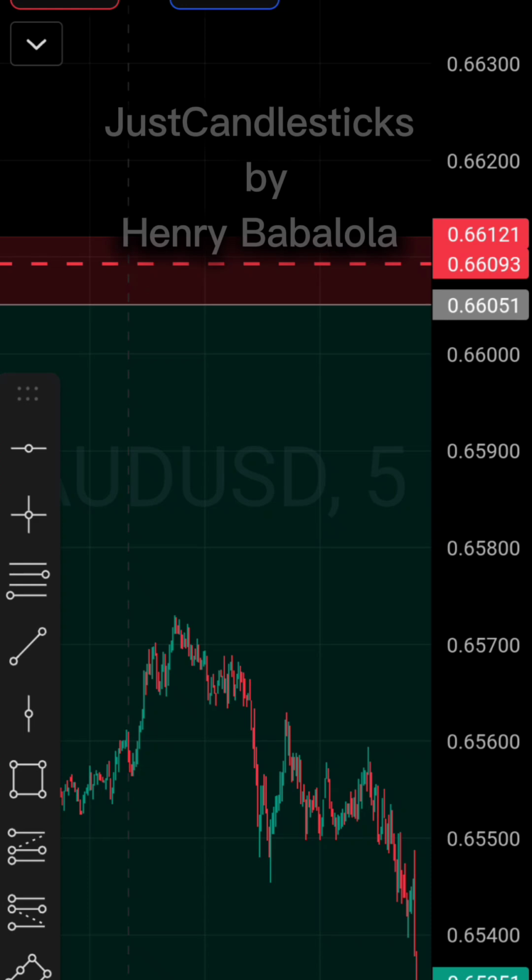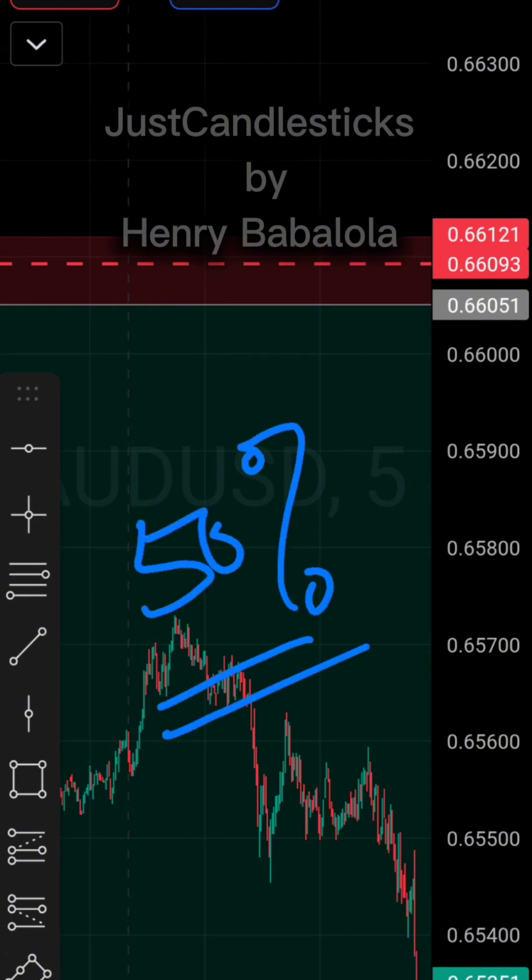And the question is, which one is better? High winning ratio or high risk to reward? Now, when people say high winning ratio, a lot of times you hear them talking about a 50% winning ratio. Let's do a little calculation before we get into the chart.